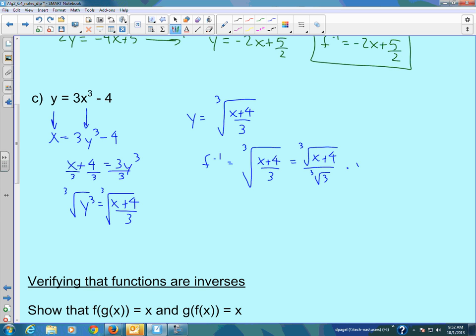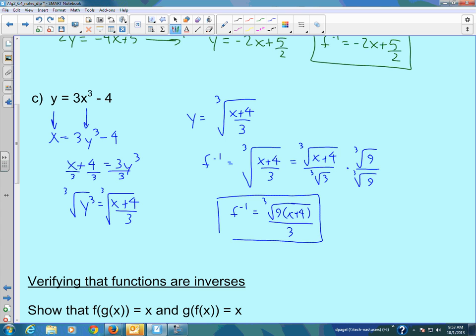And I want to rationalize this with a cube root of 9. So I produce a cube root of 27 on the bottom. And what happens there is we get the cube root of 9 times x plus 4 all over 3. So that's an inverse function with our denominator rationalized, and then here is a rational expression underneath that radical.